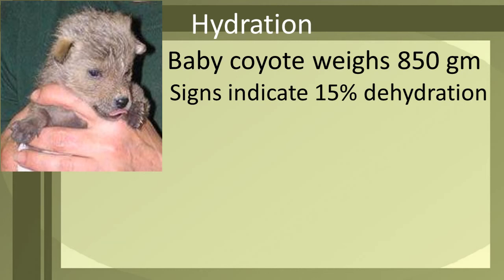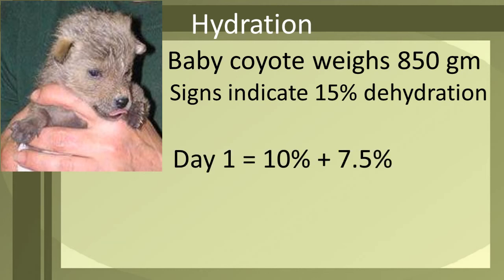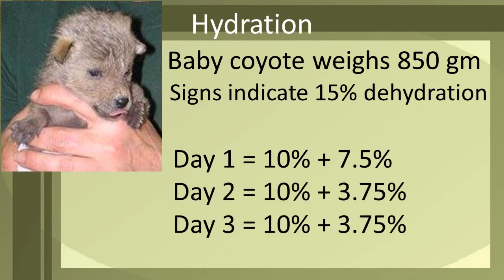So we want to rehydrate him over the first 3 days. The following is standard rehydration protocol. On the first day, we give him his daily need plus half of his rehydration need. Half of 15% is 7.5. We supply the remainder over the next 2 days. So on day 2 and day 3, we give him each day his daily need plus 1/4 of his rehydration need.